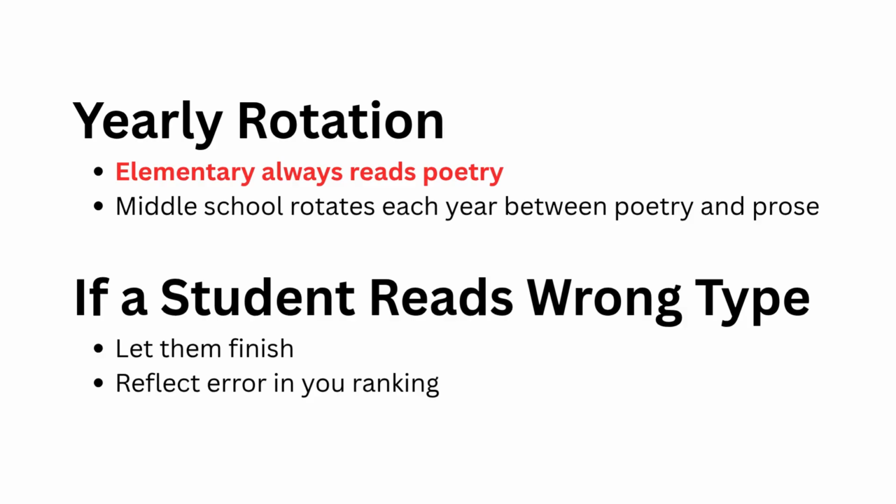In middle school, the category rotates each year, so one year they will do poetry and the next they will switch to prose. If a student reads the wrong type, for example, they read prose during a poetry year, allow them to finish, but you may reflect the mistake in their final ranking.